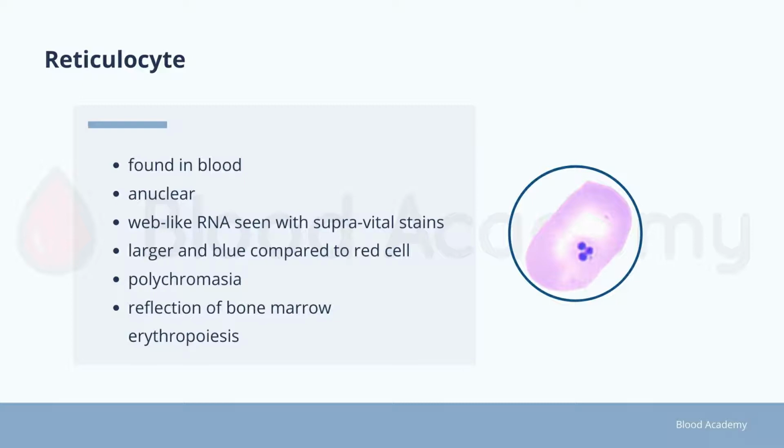An increase in the number of reticulocytes in the blood produces a heterogeneous colour to the red cells. This is known as polychromasia. The number of reticulocytes found in the blood provides a crude indication of bone marrow function with regards to erythropoiesis.